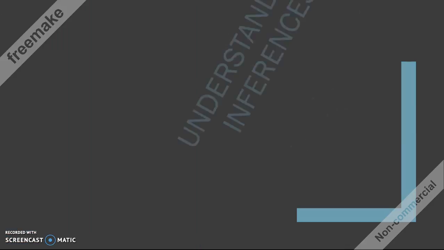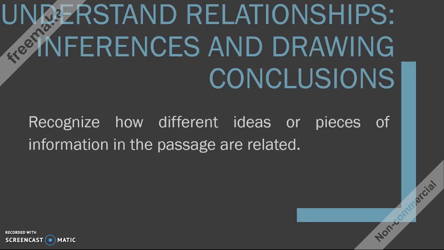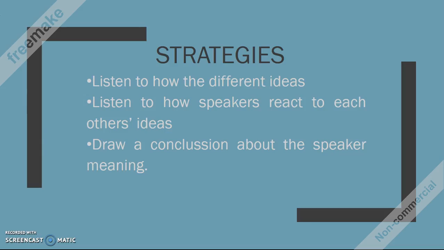Okay. Our next type of question is understand relationships, inferences, and drawing conclusions. In this case, it's necessary to recognize how different ideas or pieces of information in the passage are related. One strategy that can help us is to listen to how the different ideas are connected, or to listen to how a speaker reacts to each other's ideas. Draw a conclusion about the speaker's meaning.